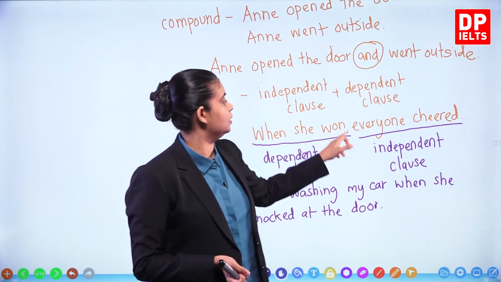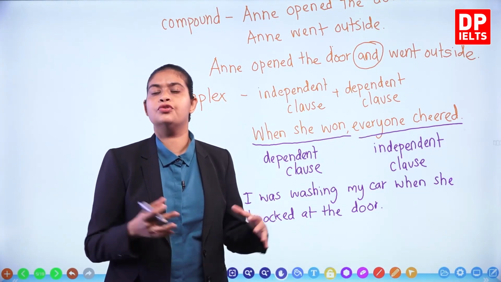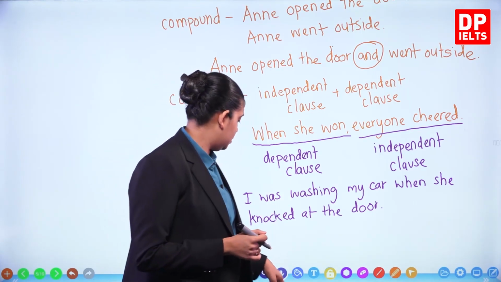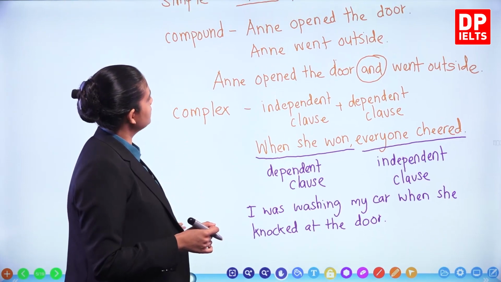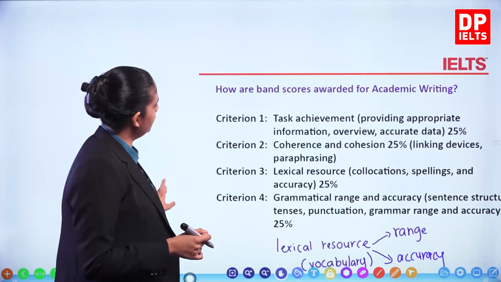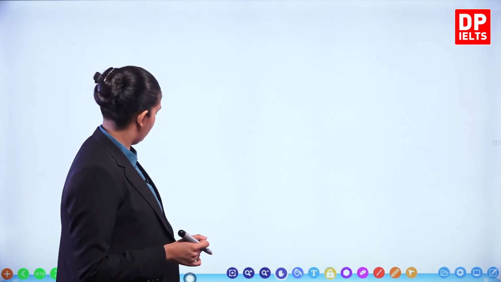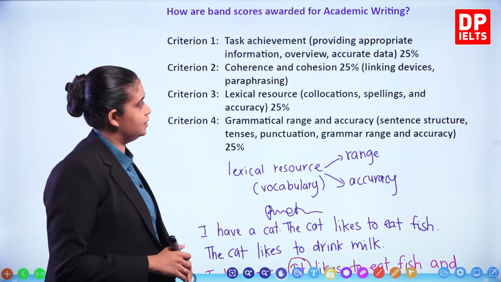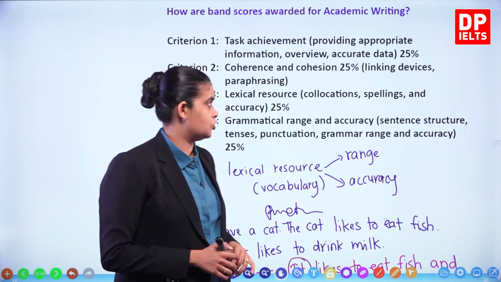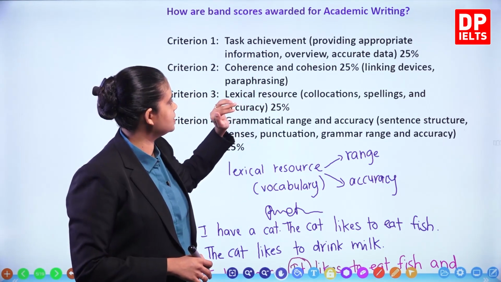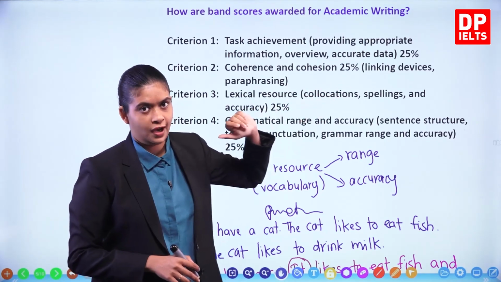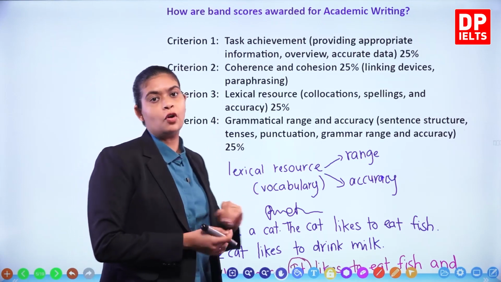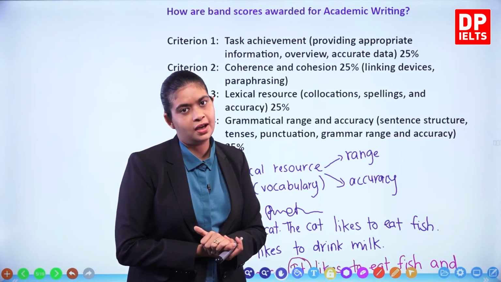when she won, comma, everyone cheered. So you need to know where to use the commas, right? Now, if you see here, every marking criteria has an equal percentage. TA 25%, CC 25%, LR 25%, and GR also has 25%.